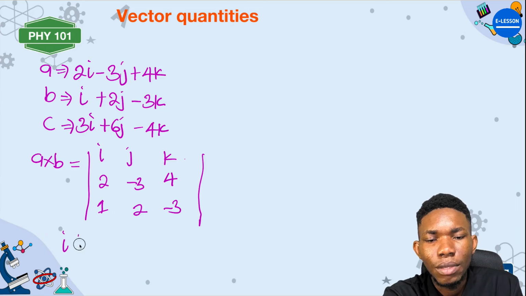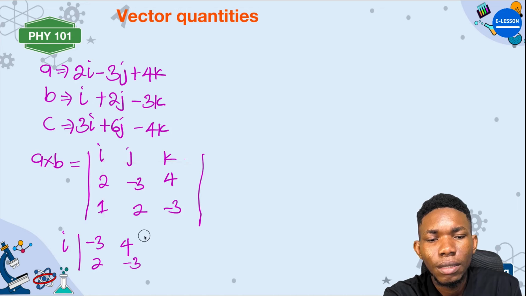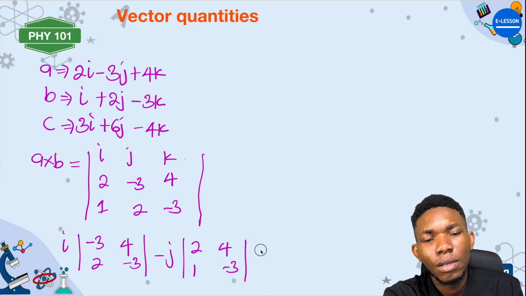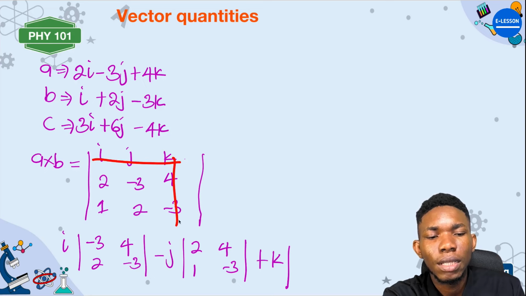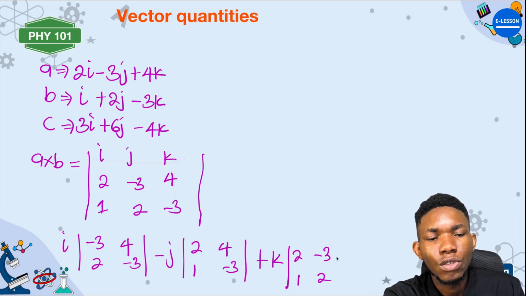So what did I say we are going to do now? We write i out and rule another line. Then from here, cancel this one, cancel this one. What are we going to have? Minus 3 and 2, 4 and minus 3. Then you have minus j. j must be negative. Then for this one, you cancel that of j. So you have 2 and 1, 4 and minus 3. Write what is left. Plus k. So for k, you cancel this one and this. That will give us 2 and 1, minus 3 and 2.